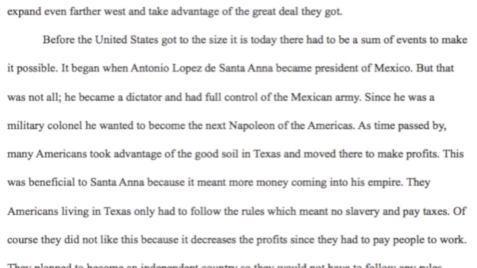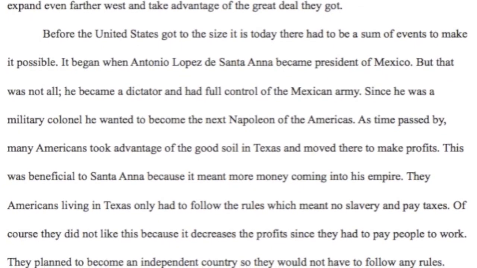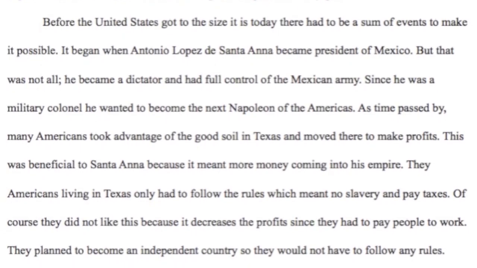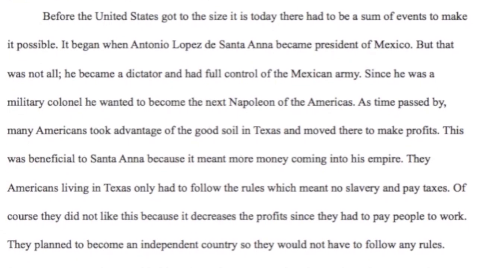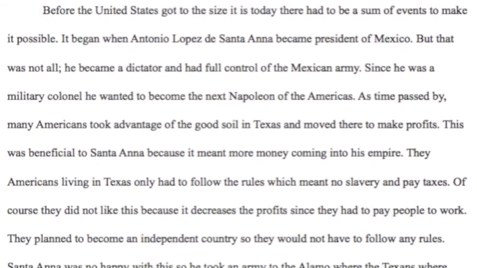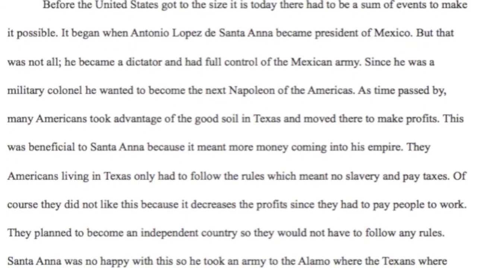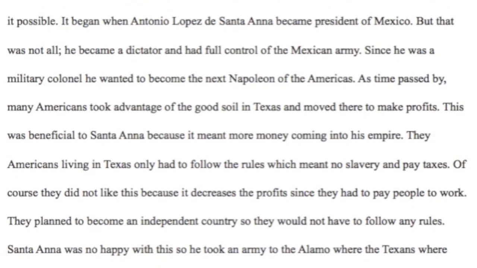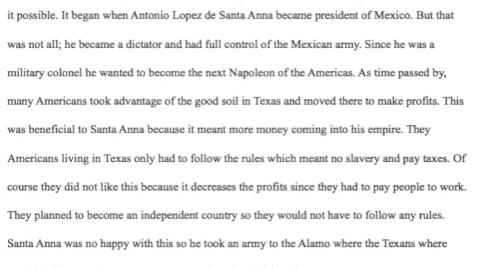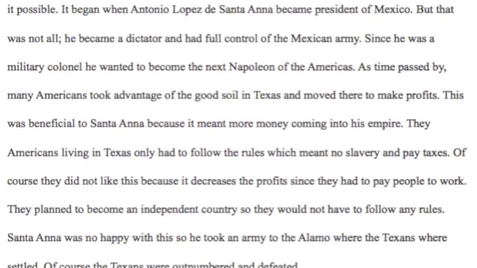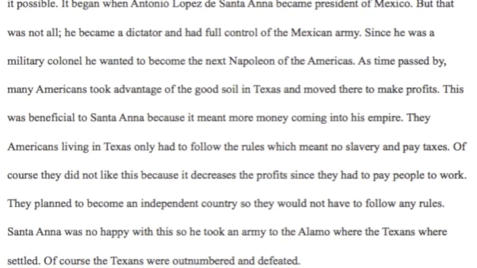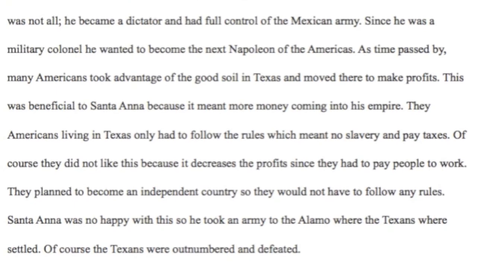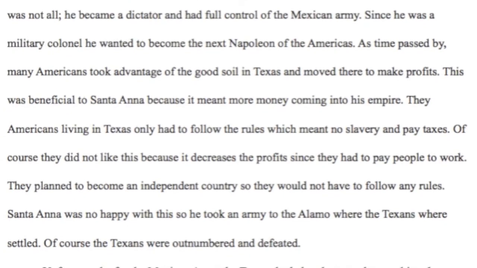Before the United States got the size it is today, they had to go through a sum of events to make it possible. It began when Antonio Lopez de Santa Anna became president of Mexico. That was not all. He became a dictator and had full control of the Mexican army. Since he was a military colonel, he wanted to become the next Napoleon of the Americas. As time passed by, many Americans took advantage of the good soil in Texas and moved there to make profits. This was beneficial to Santa Anna because it meant more money coming into his empire.